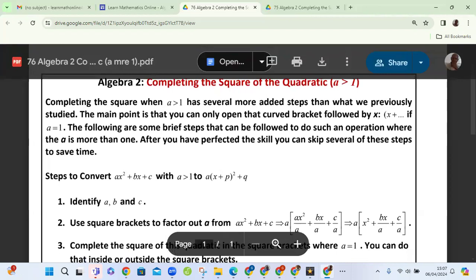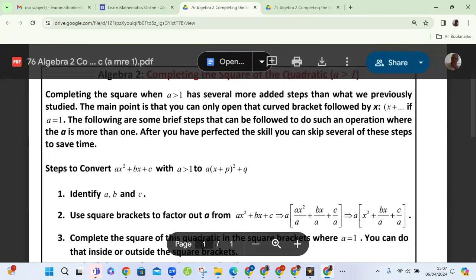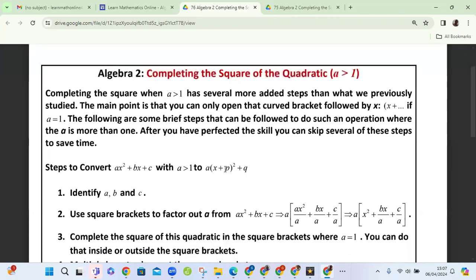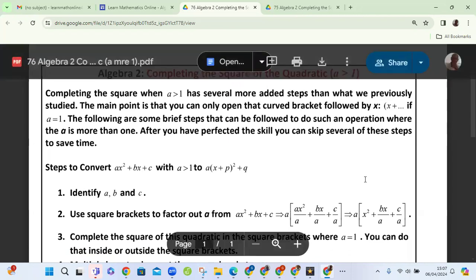Steps to convert ax squared plus bx plus c with a greater than 1 to a open bracket x plus p all squared plus q. Remember we said we can only open that bracket in order to calculate p when a is equal to 1. But we're starting with a greater than 1, so something must be done so that a has to be 1, to allow us to open the bracket. So the first step now is to identify a, b, and c.